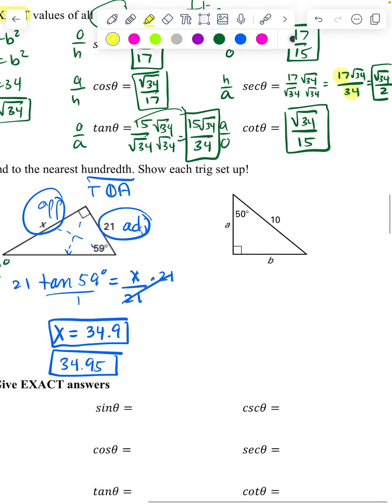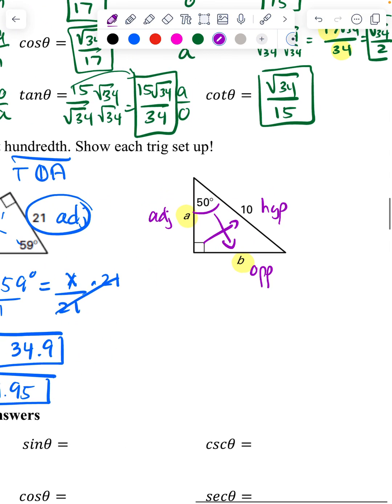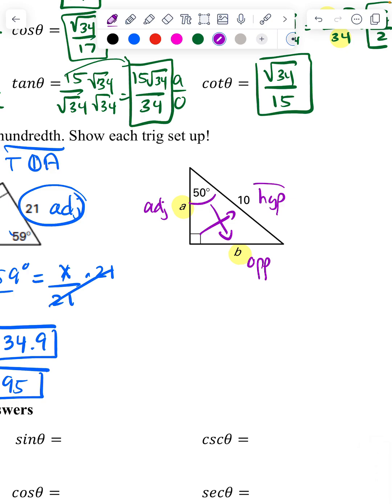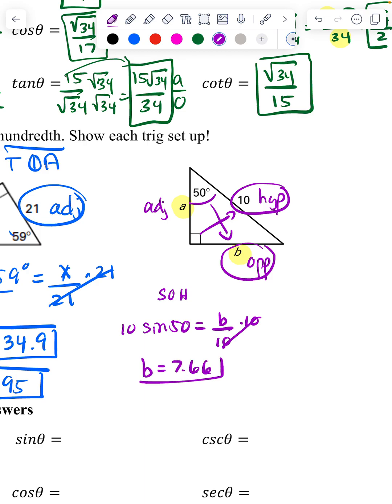Okay, this is asking me to find two things. And so I have to label my triangle and say, all right, this is the angle, so that's going to be opposite. This is across from the 90, so that's hypotenuse. And this is the other side, so that's adjacent. If I'm trying to find two things, I'm going to have to set up two things. So we know this, we'll use that in both. And then let's say we're going to find this one. Opposite and hypotenuse means to use the SO part of SOHCAHTOA. So sine 50 equals opposite over hypotenuse. And I can just multiply the 10 up to both sides. All of this is stuff you did in geometry, so this should feel pretty familiar. B has a length of 7.66.